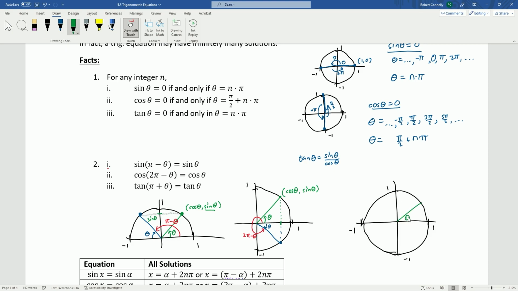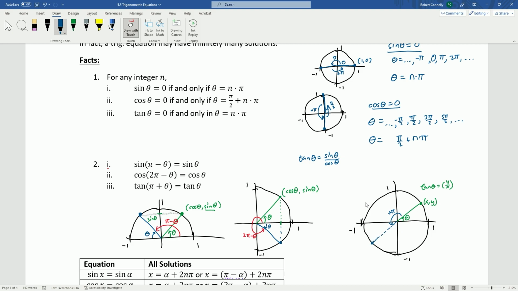So here I've got the angle theta. Now remember, tangent of theta is y divided by x when we look at our coordinates here. So here, when we add pi, where do we end up? Well, we end up at the mirror image across into the third quadrant.